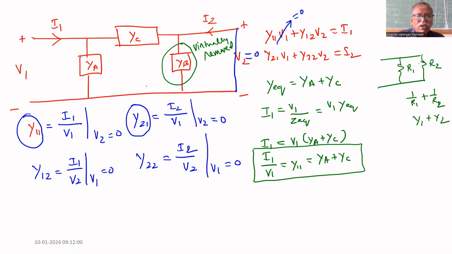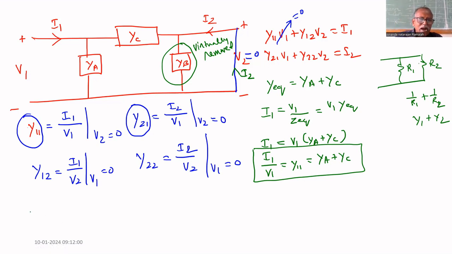Similarly, let us find Y21. To find Y21, what is required? I2 is required. What is I2? I2 is the short circuit current. This is I2. Am I correct or not? We have to find I2, meaning the current through YC. What is the current through YC? I1 is divided into two parts. One is going through YA, another part going through YC. Am I correct or not? Total current is I1. One part goes through YA, another part goes through YC.